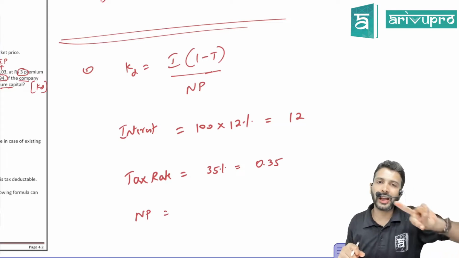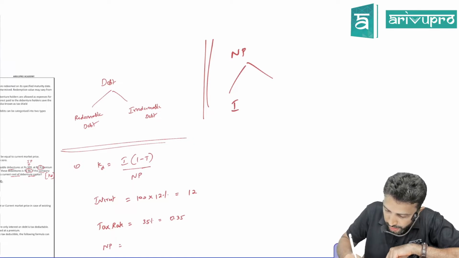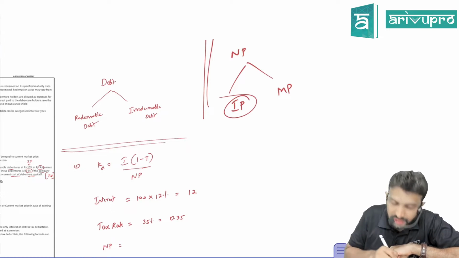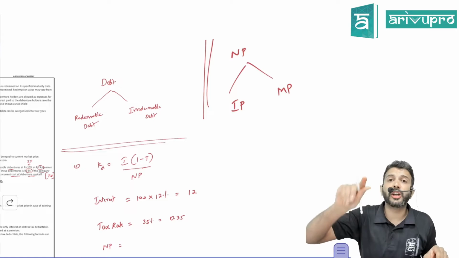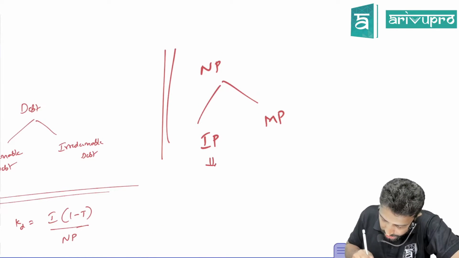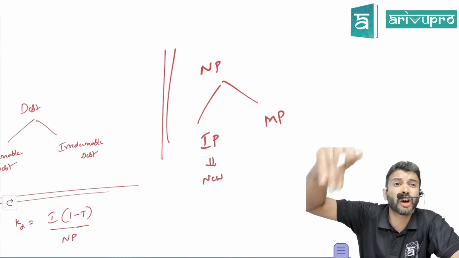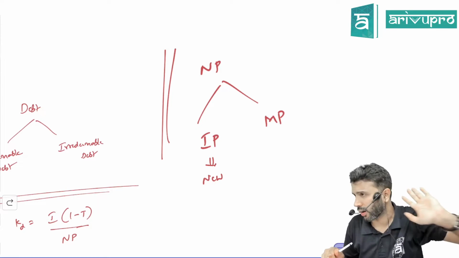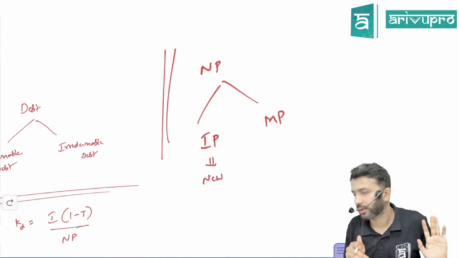Net proceeds could either be your issue price, IP, or the market price. So which one should we take if they give both? Sir, if it is new debentures, if it is a new debt, that means you have issued it now. You will always select issue price because we want the latest data, because we are trying to find out the cost now. If you're finding the cost now, will we use 5 years old data or current data? Current data. So if you have issued the debentures now, we will use IP as net proceeds and do the calculation. Easy.